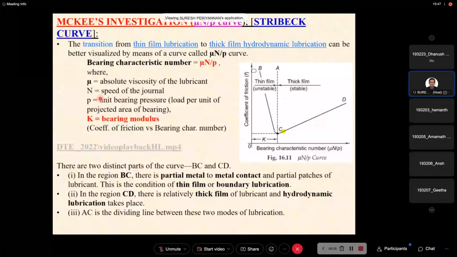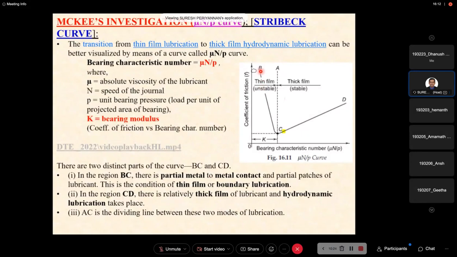Now see here, mu is the absolute viscosity. What is the notation here? You have to understand mu is nothing but the viscosity of the lubricant, n is the speed of the journal, and P is the bearing pressure, load per unit area. I mean, load per projected area. Sorry, load per projected area of the bearing. This is the new terminology used here: the bearing modulus.